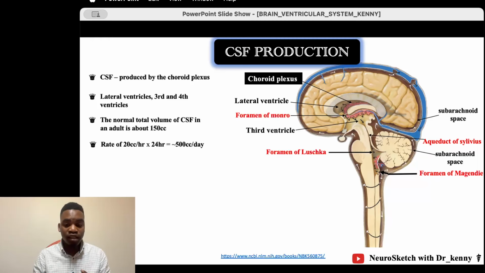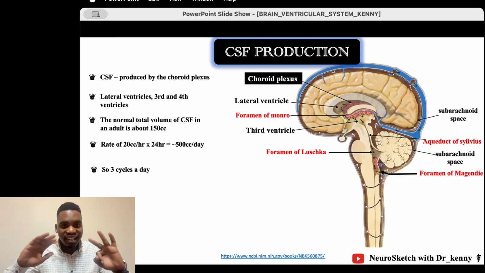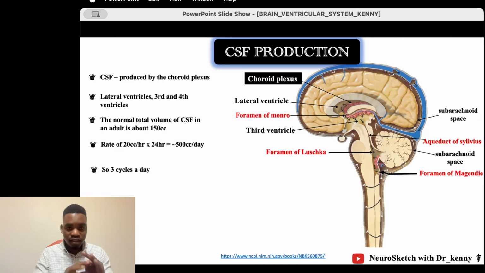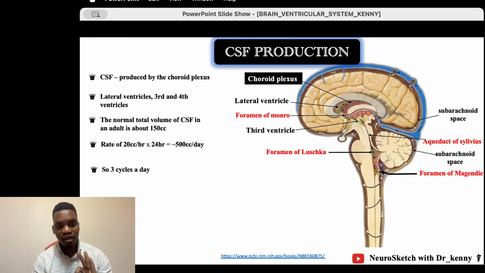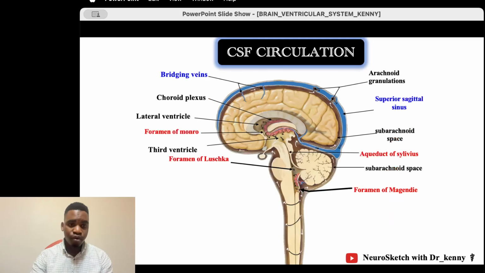So what does it mean? It means we roughly have 3 cycles of cerebrospinal fluid production and reabsorption. We produce, it circulates, it is reabsorbed. We produce another cycle, it circulates, it is reabsorbed, and then the cycle continues. So in an average of 3 cycles a day, a normal person produces.